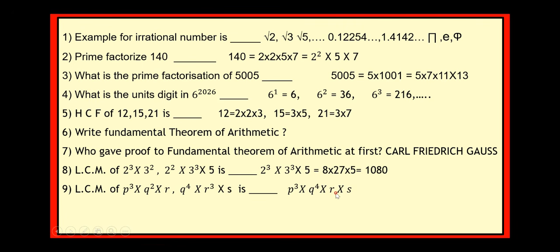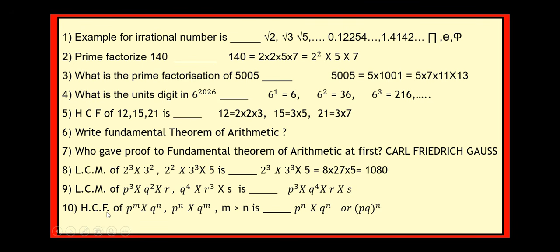Please correct this. Question number 10. HCF of p power m into q power n, p power n into q power m, where m is greater than n. Here of course p and q are prime numbers. Here it is p power m into q power n, and the second prime factorization p power n into q power m. Here m is greater than n, means m value is more when compared with n. We have to find HCF.